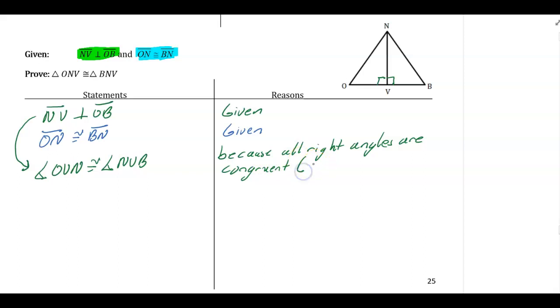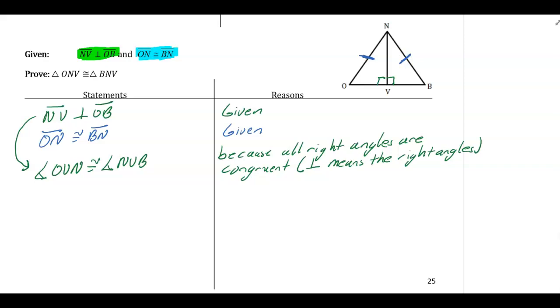And for clarity, we know that perpendicular means the angles are right. Okay, so we mark that in green. In blue, we know that ON is congruent to BN. So ON, I'll put a blue mark there, and BN, I'm going to put a blue mark there.